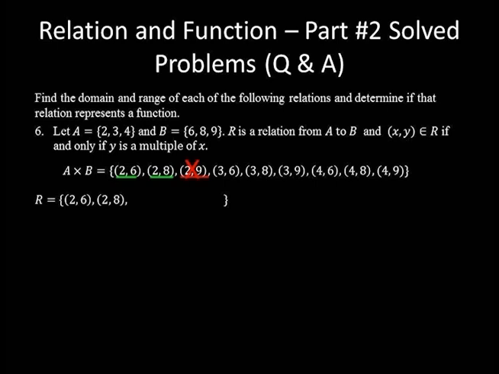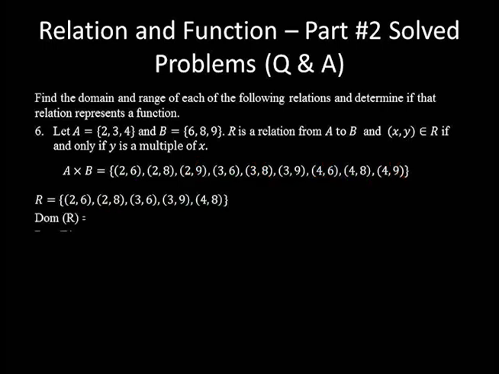6 and 9 are multiples of 3. Thus (3, 6) and (3, 9) are part of this relation. From the remaining three ordered pairs, only (4, 8) can be included in this list because 8 is a multiple of 4, but 6 and 9 are not. Thus, the ordered pairs that fulfill both requirements are only these 5.